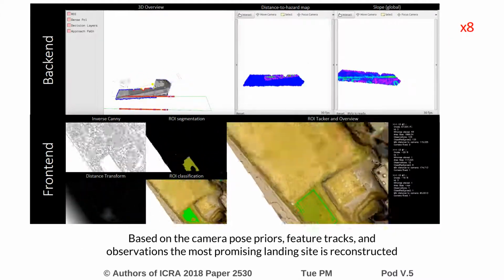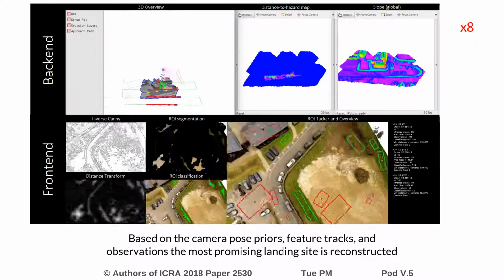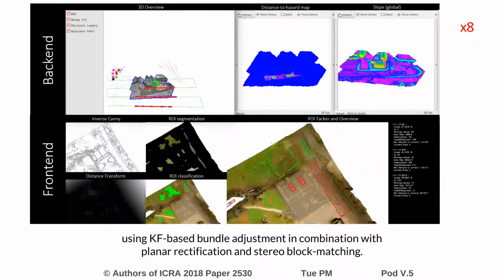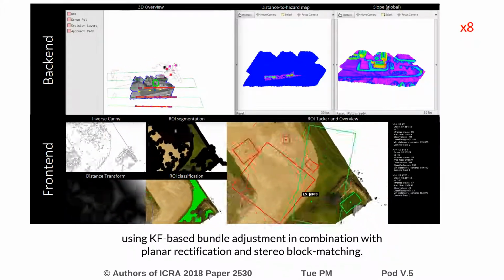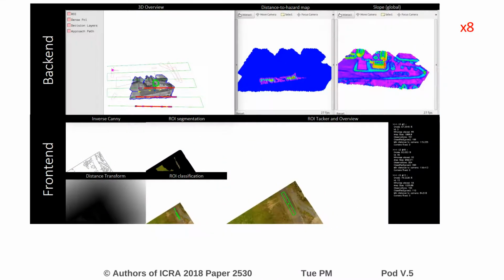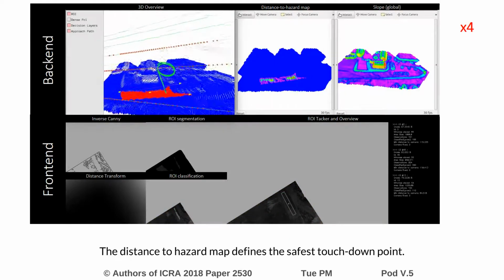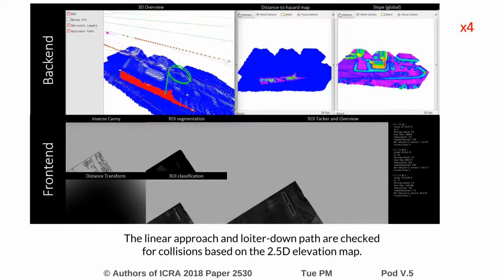Based on the camera pose priors, feature tracks and observations, the most promising landing site is reconstructed using keyframe-based bundle adjustment in combination with planar rectification and stereo block matching. The distance to hazard map defines the safest touchdown point. The linear approach and loiter down path are checked for collisions based on a 2.5D elevation map.